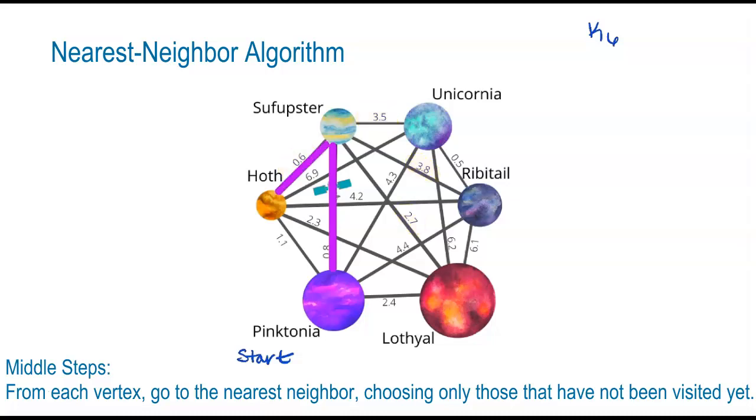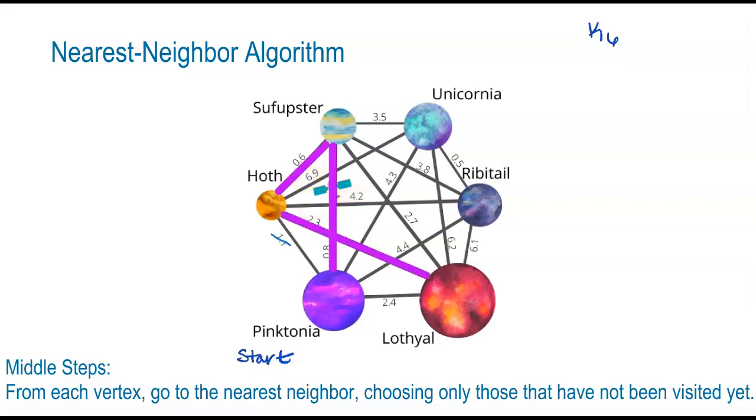Now that we're at Hoth, we need to look for the next nearest neighbor. Looking at our 4 options, the least amount of time is 1.1 years to Pincktonia. But we don't want to travel back to Pincktonia because we've already been there, so that's not an option. We can only choose from Unicornia, Rivetail, or Lothial, and the nearest neighbor of those 3 is Lothial.